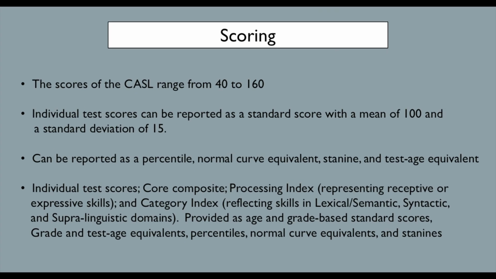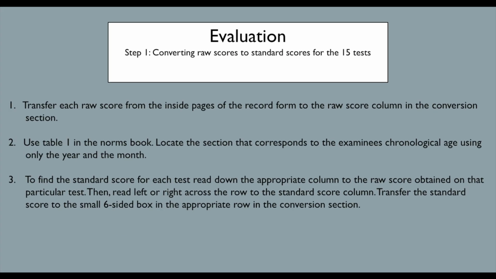Scoring for this test. The scores of the CASL range from 40 to 160. The individual test scores can be reported as a standard score with a mean of 100 and a standard deviation of 15. They can be reported as a percentile, a normal curve equivalent, Stanine, and test age equivalent. The composite scores include a core composite, processing index, and category index, provided as age and grade-based standard scores, grade and test age equivalents, percentiles, normal curve equivalents, and Stanines.